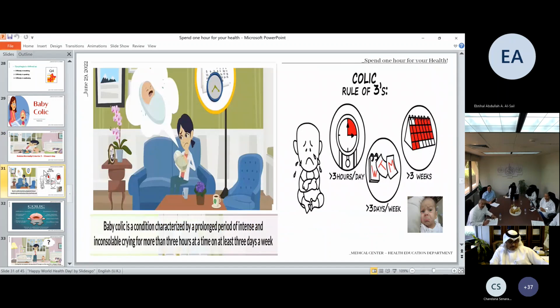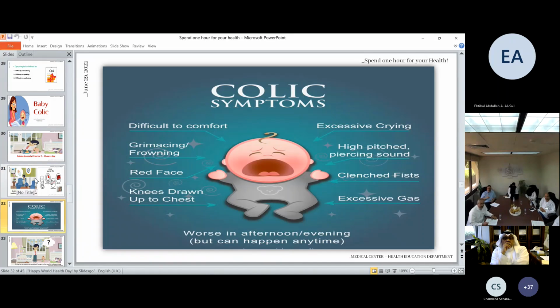But if the baby is crying much more than usual, that is, crying for more than 3 hours a day, on more than 3 days per week, for at least 3 weeks, this is what we call colic, or infantile colic. This colic is different from the normal crying pattern. The cause is usually unknown. It is not due to illness.